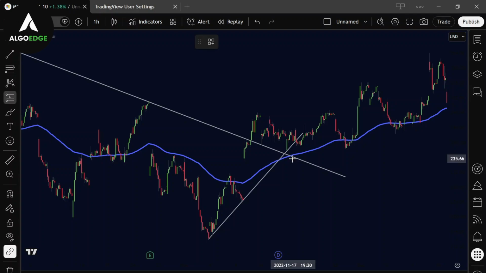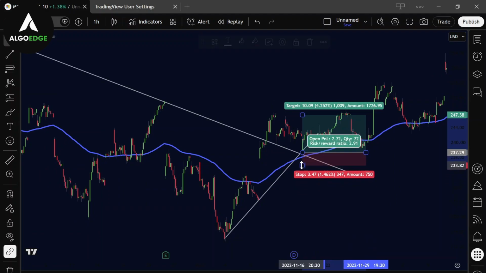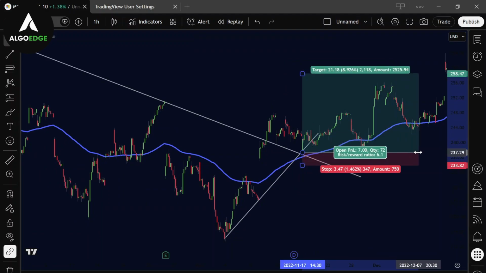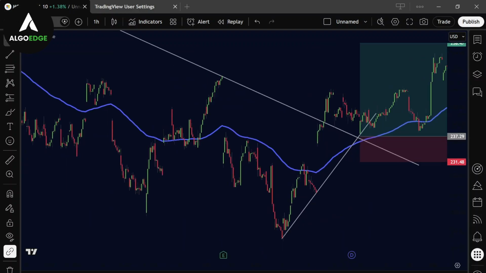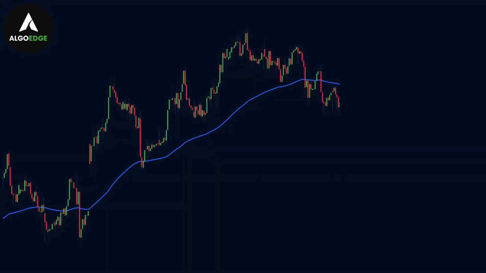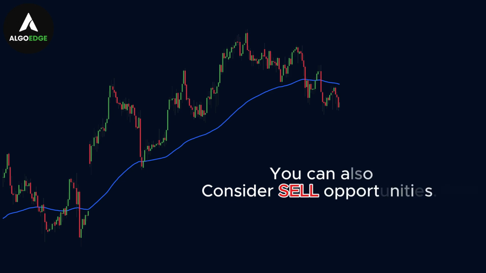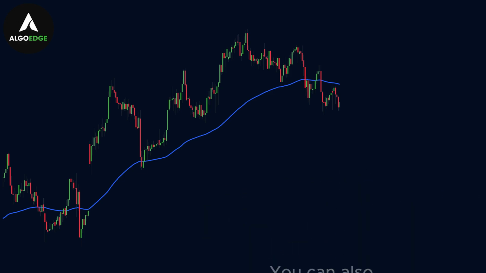At this point, we can execute the buy trade while always applying proper risk management and positioning our stop loss below the support area. Now, it's important to understand that this strategy isn't exclusive to buy opportunities. In two-way markets like Forex, you can use the exact same concept to identify high probability sell setups.